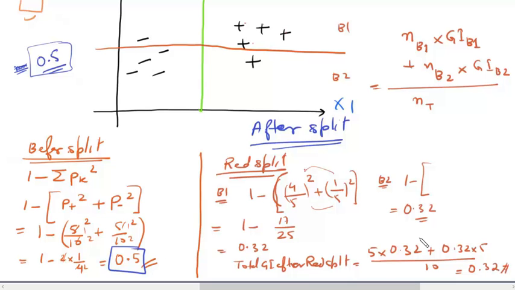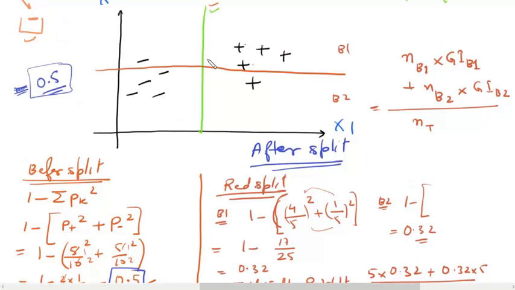So see, the Gini index reduces. Initially we started with a Gini index of 0.5, and even the red split reduces the Gini index, so it does reduce impurity to some extent. It reduces it to 0.32. But remember, we will select that split which gives us the least value of Gini index. So let us see what Gini index we get after doing the green split.